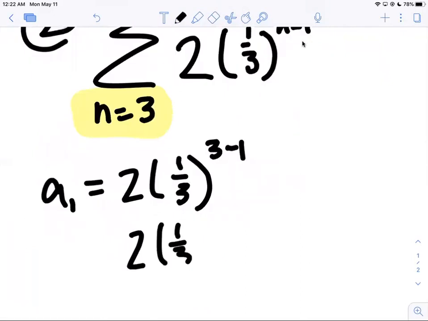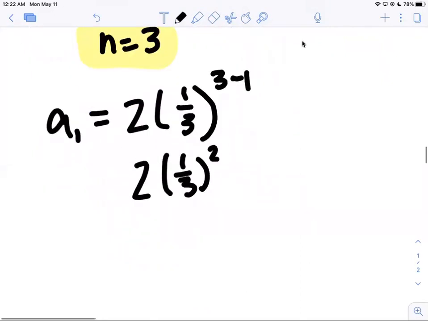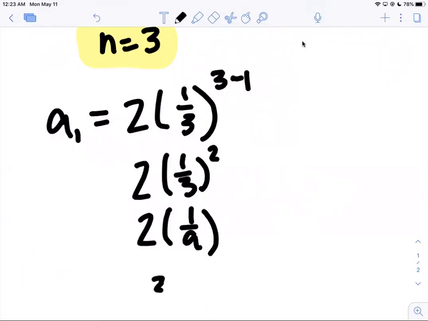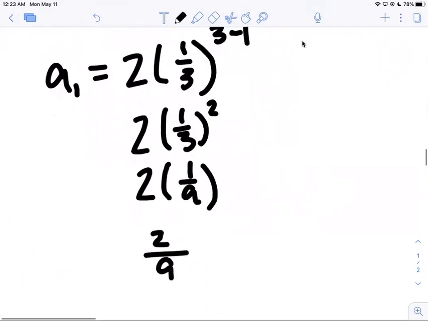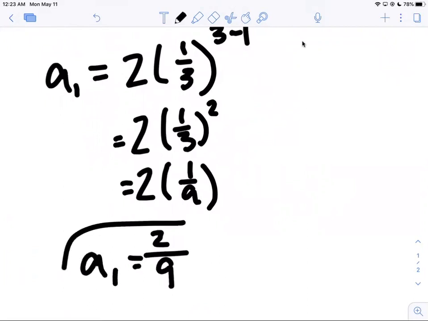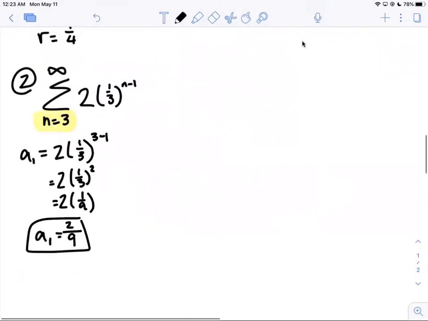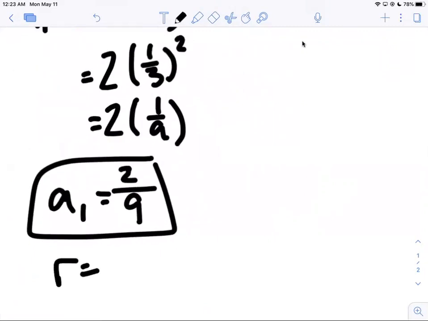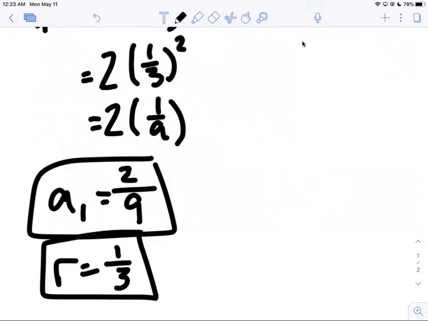2 times 1/3 squared. Don't forget we do our exponents before we do our multiplication, and those don't go together anyway. So raise your 1/3 to the second, 2 times 1/9. That becomes 2/9. Give you some order there. So that's your a sub 1 term. And then what's my r term here? Yep, just like last time, it's explicitly written. It's my 1/3. That's how we're changing each time.